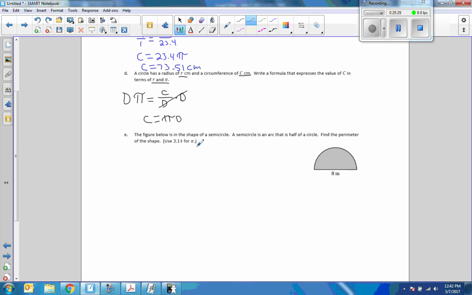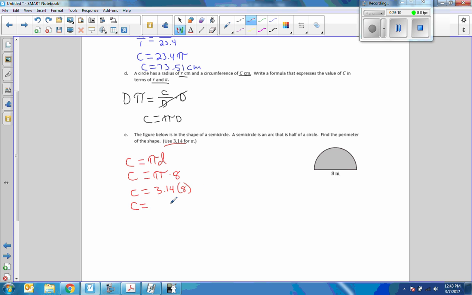Use 3.14 for pi. Find the perimeter. Alright, so we need to find the circumference. So circumference equals pi times diameter. I'll use a lowercase now. And then I substitute in. Circumference equals pi times 8. So C equals 3.14 times 8 because they told us to use 3.14 for pi. So please follow the directions when you're answering questions in this section. Sometimes it'll say use 3.14, sometimes it will say use 22/7, sometimes it'll say use the pi symbol.